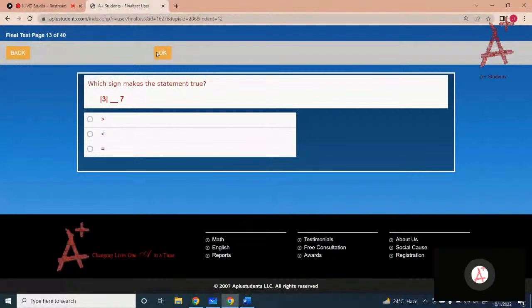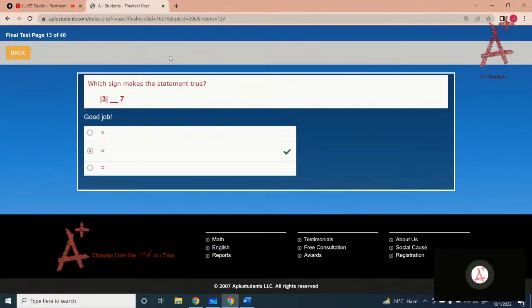Okay, which sign makes the statement true? The absolute value of 3 is 3, and you have to compare 3 and 7. So 3 is less than 7 or greater than 7? Yes, 3 is less than 7. Select the correct option and click on the OK button.